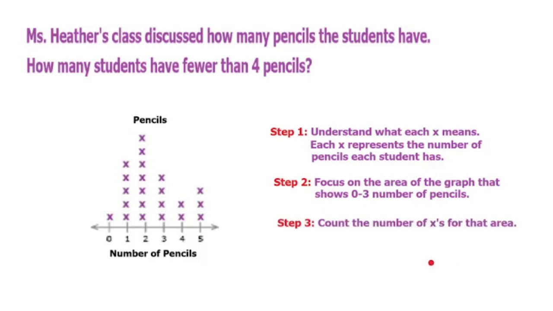So the next step is to count the number of X's for that area. And we just have to count these. So then we'll know how many students have less than 4 pencils. So it's 1, 2, 3, 4, 5, 6, 7, 8, 9, 10, 11, 12, 13, 14, 15, 16, 17. It's 17 students that have less than 4 pencils. So let's write that in. That's the answer to this problem.